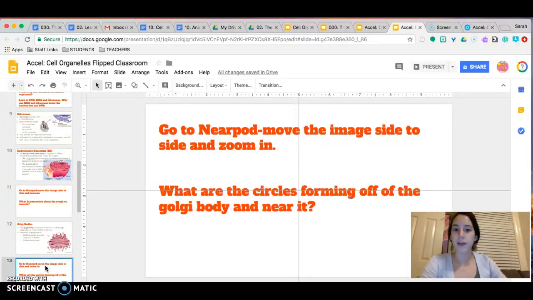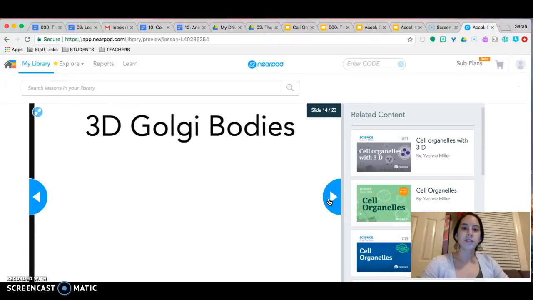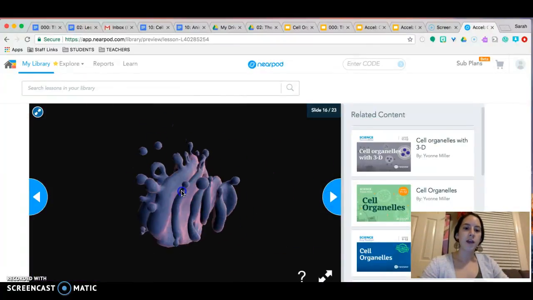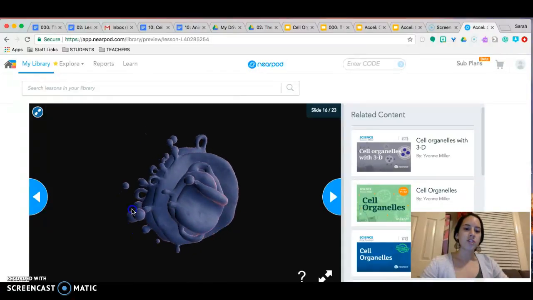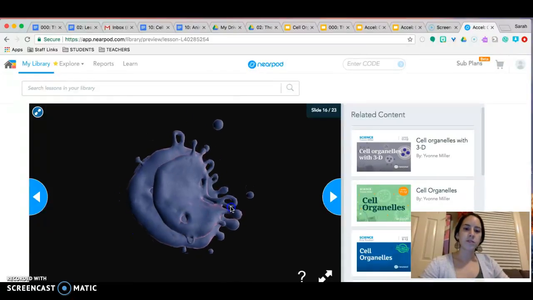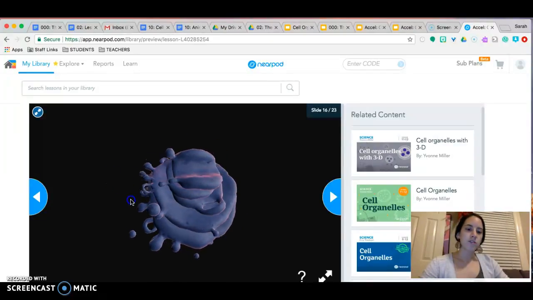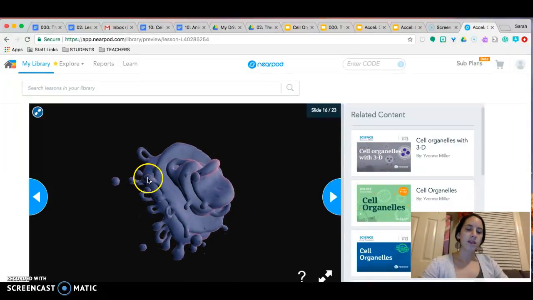But first, I want you to go to Nearpod, and I want you to be looking at our 3D image of a Golgi body. And I want you to go ahead and look. As you can see, there are these circles or different things that are coming off the Golgi body. I want you to try and let me know what you think these bulges are that are coming off of it. And then you can come on back to this.